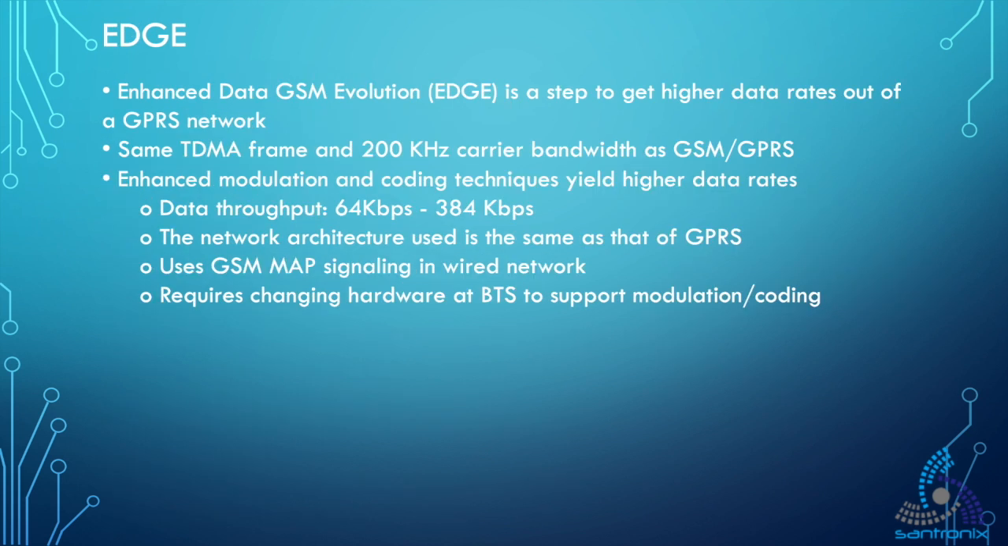With the introduction of EDGE, there was an enhancement of the data rate, so people could use a lot of mapping applications also, because the data throughput was up to 64 kbps to 384 kbps. So EDGE could bring a lot of navigation and mapping functionalities.